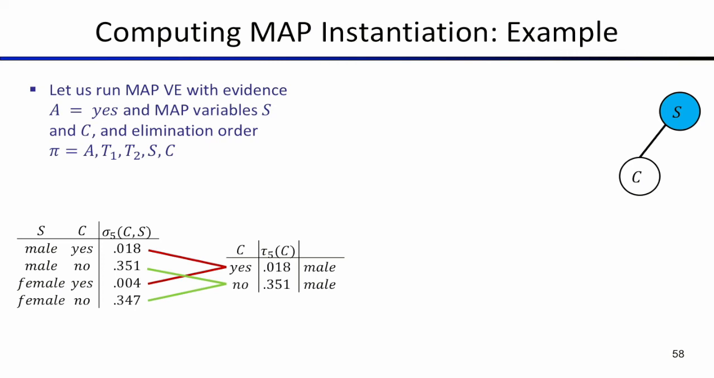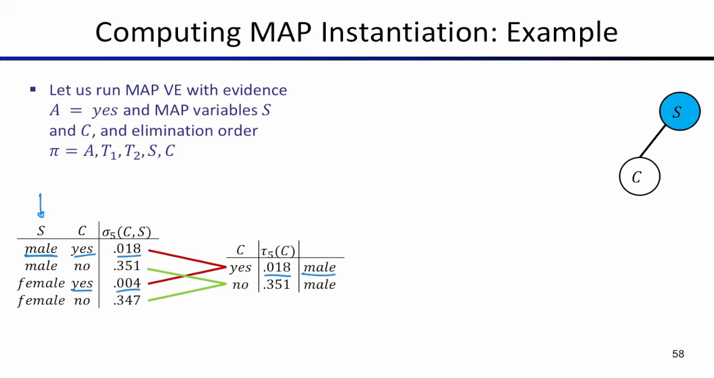So S is going to be eliminated, so we take the matching assignments of C. We look to see which one is the largest, so we compare this 0.018 with the 0.004. The maximum one is 0.018, and we also will take note of the assignment that came with this probability, and the assignment is this male here, and a copy here.